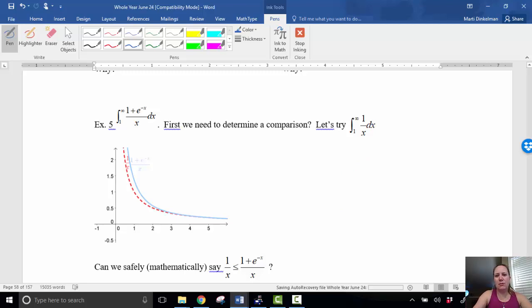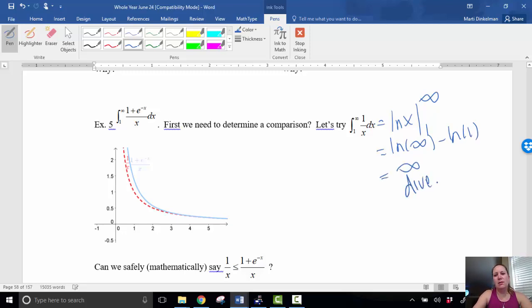So let's remind ourselves what this one does. Again, bad notation, but I'm going to go ahead and do it this way anyhow. So we're going to get natural log of infinity minus natural log of 1. So something infinite, this one diverges. Okay, so let's just say, oh, this one is infinite. This guy is greater than something that's infinite. So now we know that this guy must also diverge.